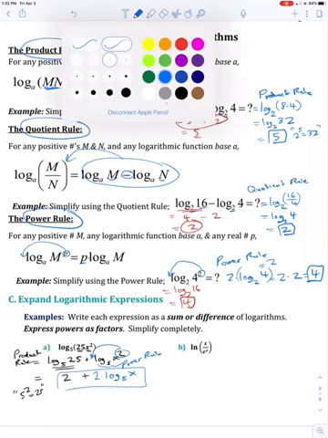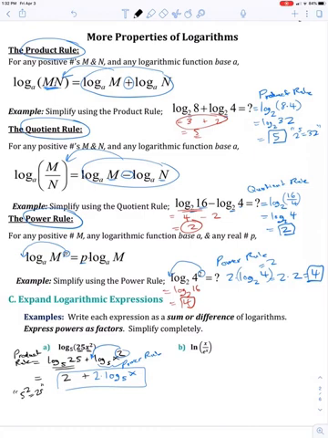Let's take example B and let's break it up using our properties. So here I've got a fraction. So we can use the quotient rule. The quotient rule allows us to create a difference of logarithms. So here we've got our m, right, and our n, so to speak. So log base e, the natural log of the numerator, minus log base e, or natural log of the denominator. So we've got natural log of x minus natural log of e to the x.